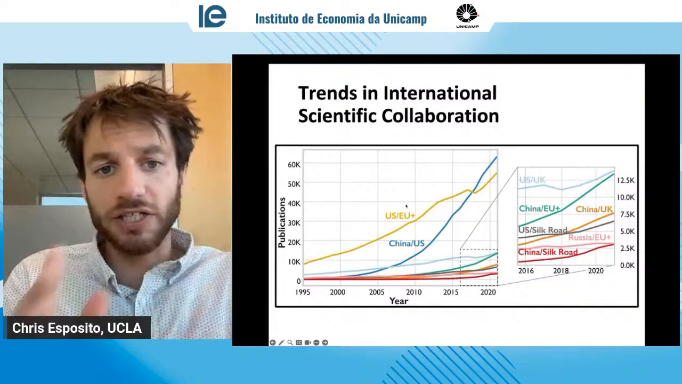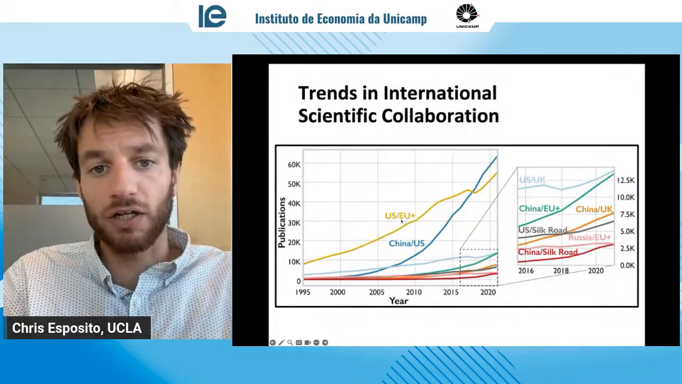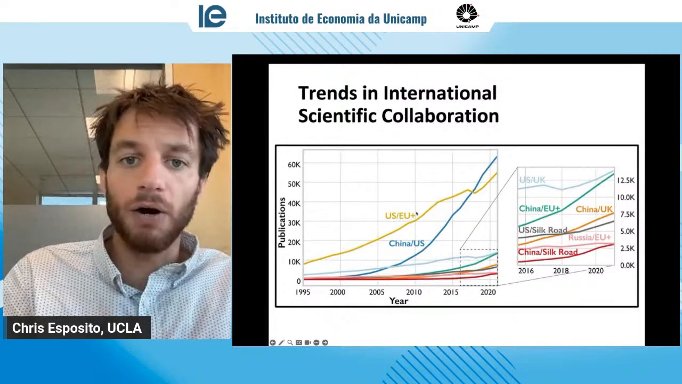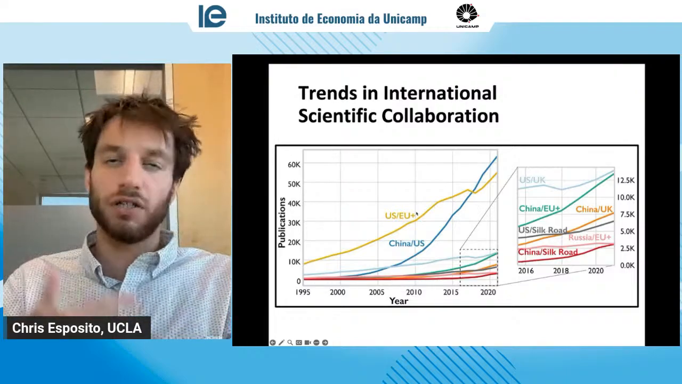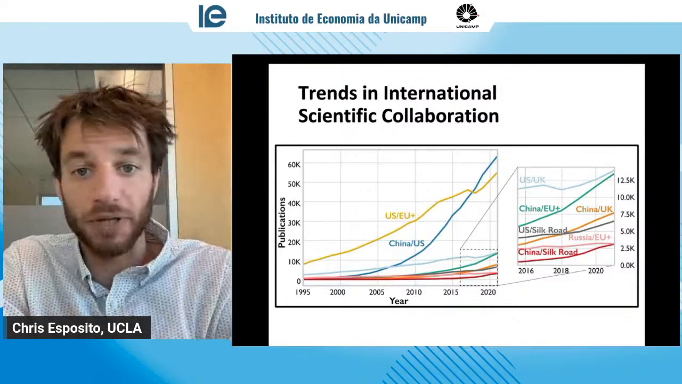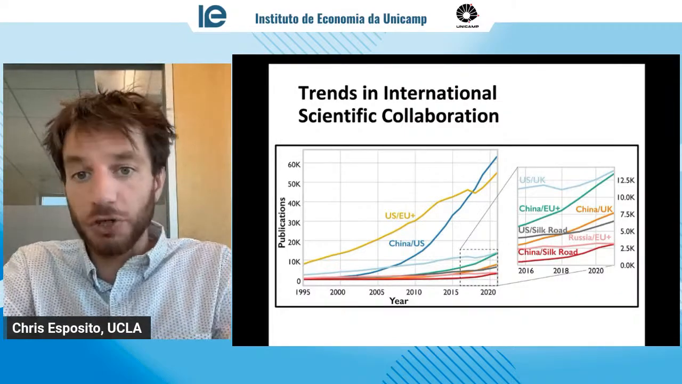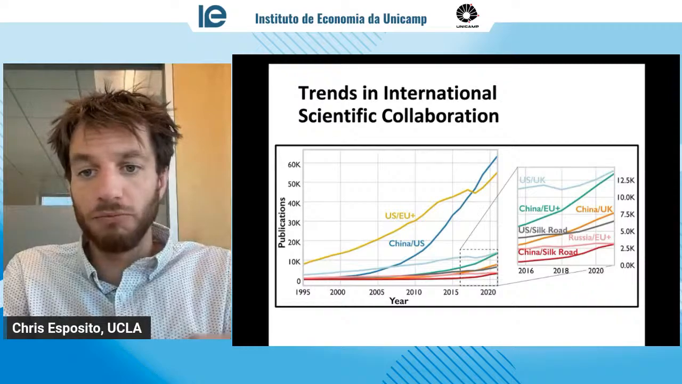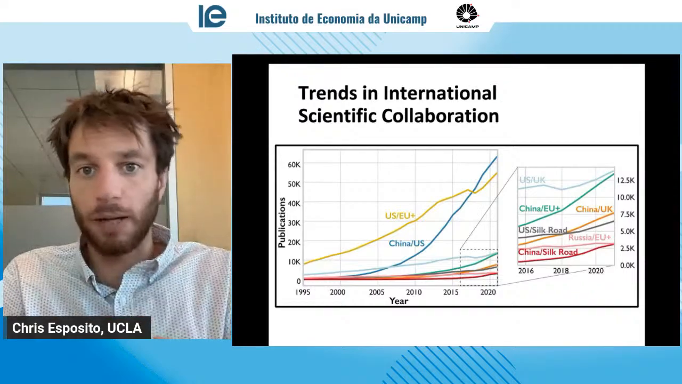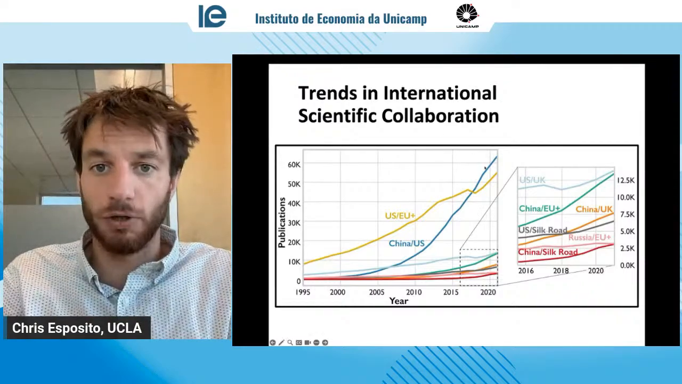So basically, the key takeaways are that the US, collaborating with the EU, was the main producer of scientific international collaborative publications up until 2017. But in 2017, China-US collaborations surpass US-EU collaborations, and they also have a much faster growth rate towards the end of the data set.